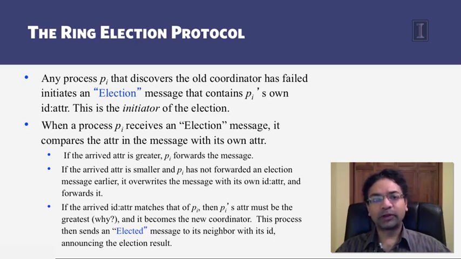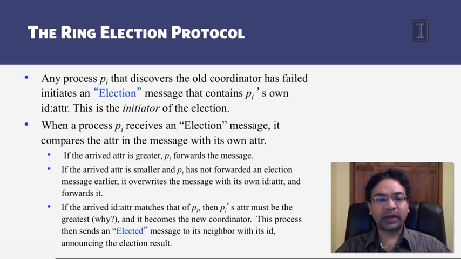What does a process do when it receives an election message? Well, when a process Pi receives an election message, it looks at its own attribute value and compares it with whatever is in the message. If the arrived attribute is greater than its own attribute, then Pi knows that it is not eligible to be a leader because it doesn't have a higher attribute. Pi merely forwards the message as is. It does not change the message. However, if the arrived attribute is smaller than Pi's own attribute value, and if Pi has not yet forwarded an election message earlier, it overwrites the message with its own ID and its own attribute, because this is the max attribute that has been seen by the message so far, and then it forwards this newly overwritten message.